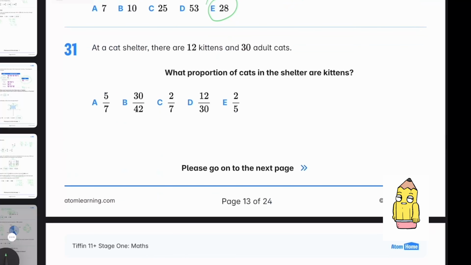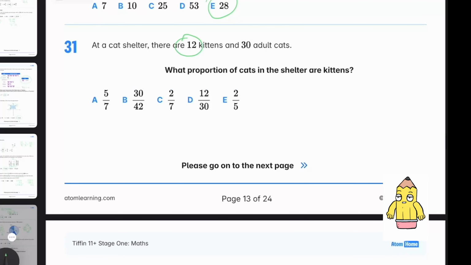Question 31. At a cat shelter, there are 12 kittens and 30 adult cats. What proportion of cats in the shelter are kittens? So we know fractions represent the parts of a whole or collection of objects. To find the total number of cats, we need to add together the number of kittens and the number of adult cats. So we've got 12 and 30, which is 42.